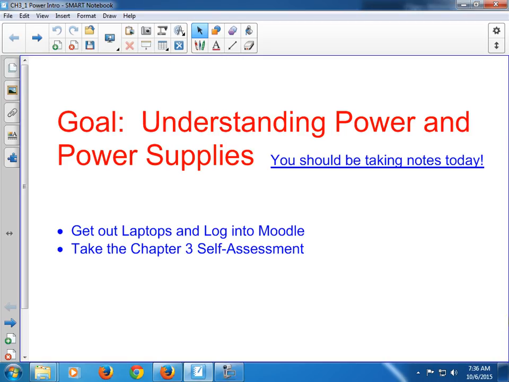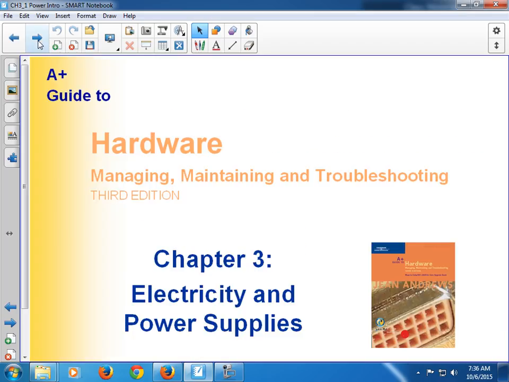Okay, so we're on Chapter 3, and the goal today is understanding power and power supplies. I already said they should be taking notes. We've already done our self-assessment. The chapter is over electricity and power supplies. This is our first real hardware section.